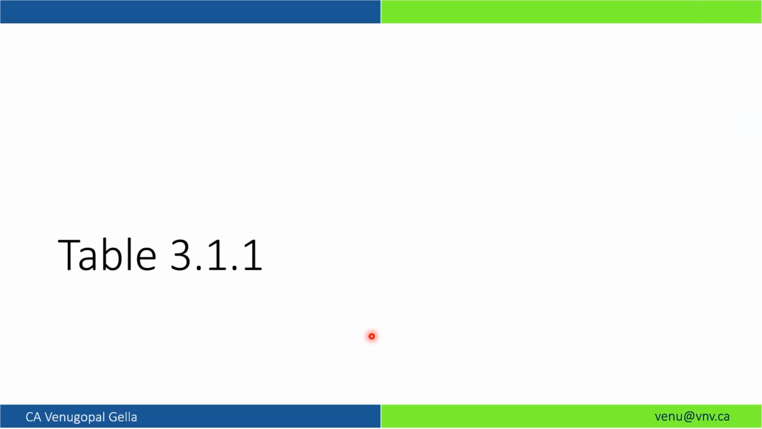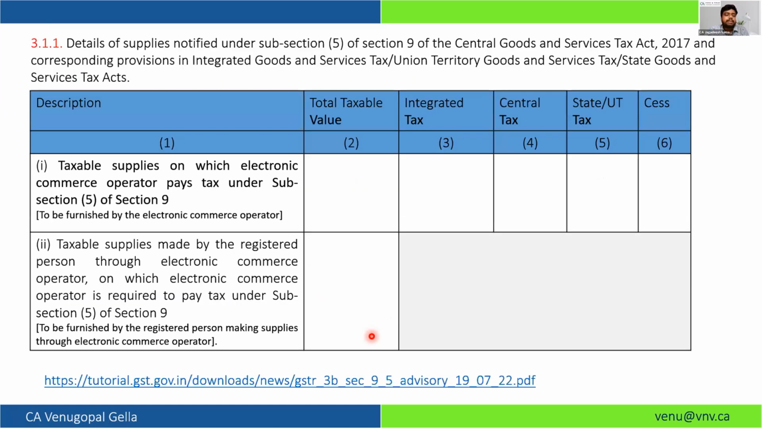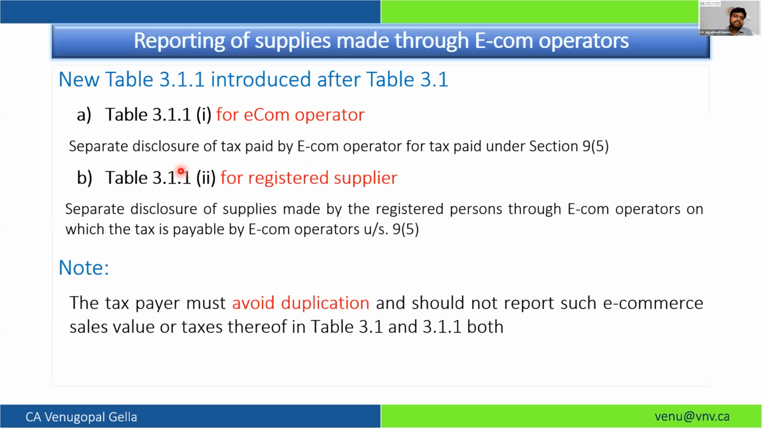Moving on to table 3.1.1. First, we will see what table 3.1.1 is. This is the table they have inserted. In this, they are saying that details of the supplies notified under section 9, subsection 5 of the CGST Act are required to be reported here in this table. So we'll see what section 9, subsection 5 says.